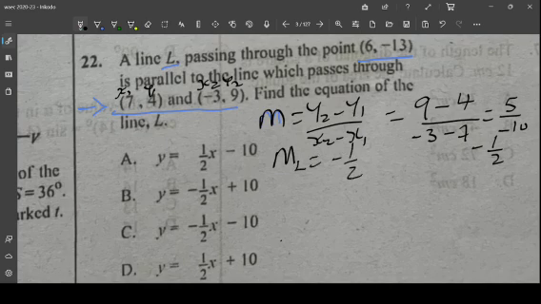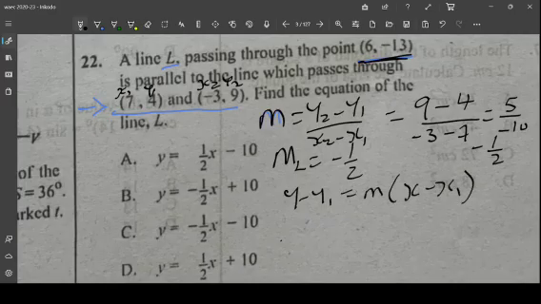Now I'm told to find the equation of the line that passes through the point 6, minus 13. That's the point our line passes through. So how am I going to find the equation of this line L? Well, the formula for the equation of a line is y minus y1 is equal to m into x minus x1. As simple as that. So x1 and y1 are the point it passes through. So here I have 6 as my x1 and minus 13 as my y1. So I'm going to input it into this formula here.